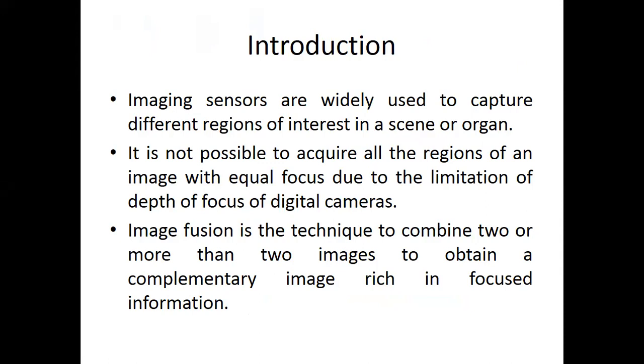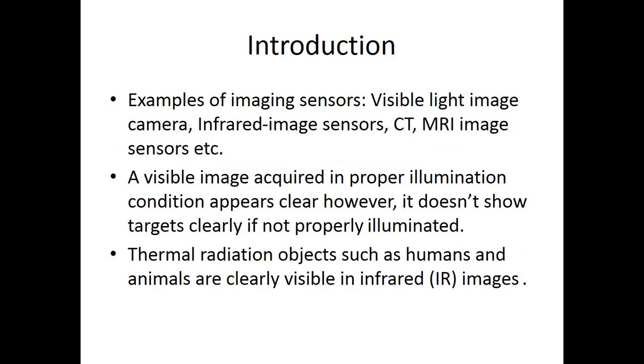Because of the limited depth of focus of digital cameras, it is not possible to acquire all the regions with equal focus. Hence, we can combine these images so that all the regions with good focus can be present in the resultant image. So that is the application of image fusion in the visible light and infrared images.